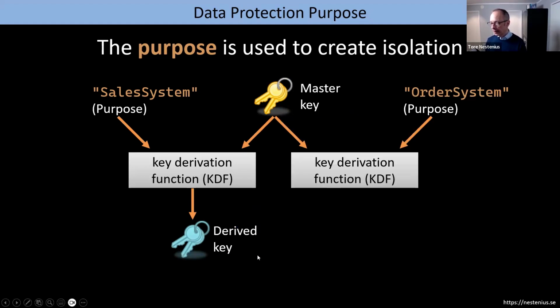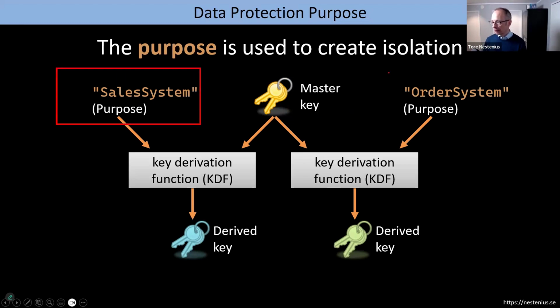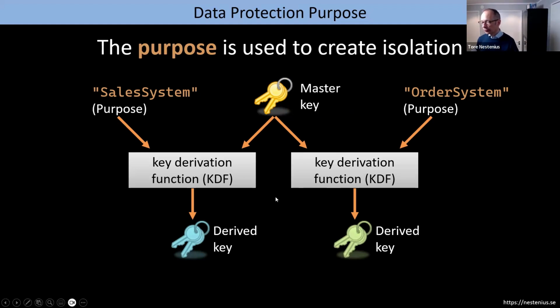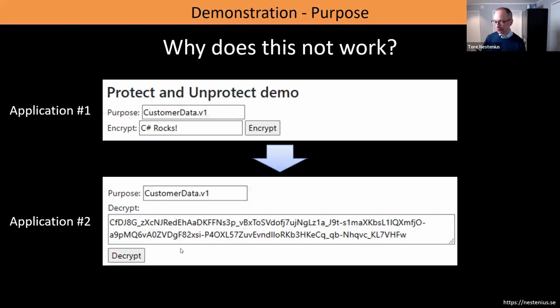So you can have many purposes, and that creates isolation. So data encrypted for the sales system can't be decrypted by the order system and vice versa. So it's a way to create new keys, to create isolation, and you can have different keys, all based on the same master key, but they are kind of independent keys, different keys each one, and that is a thing that we need to be aware of. Okay, so let's try that.